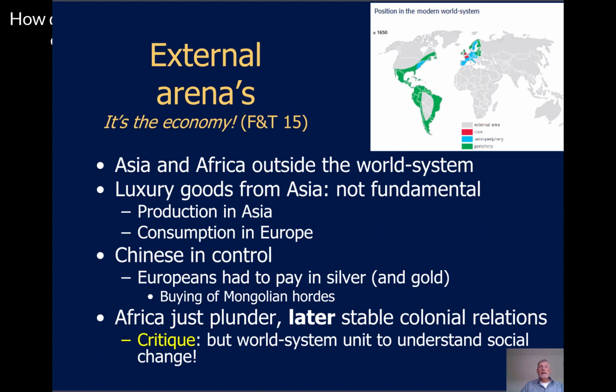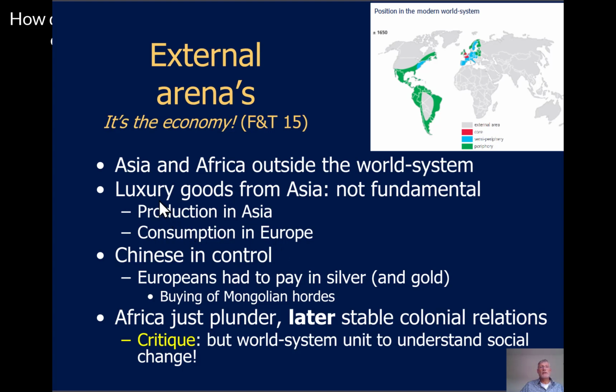Well, at that time there was also an external arena. The modern world system didn't cover the whole world. I already showed you the map. Asia and Africa were, according to Wallerstein, and there are strong arguments for that, outside that modern world system. They didn't produce goods which were essential. Discussion: what is essential? They were not essential for the functioning of the world economy.